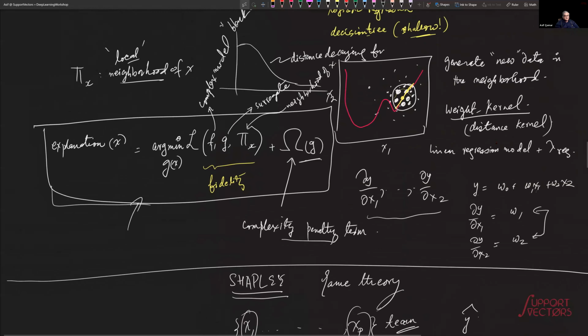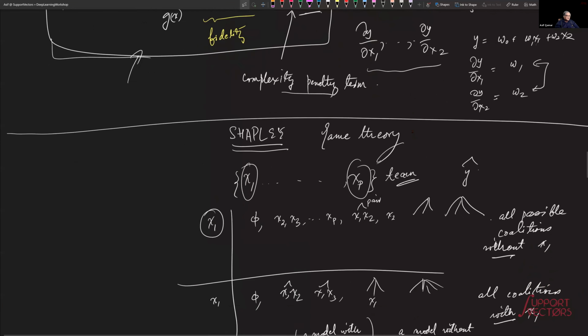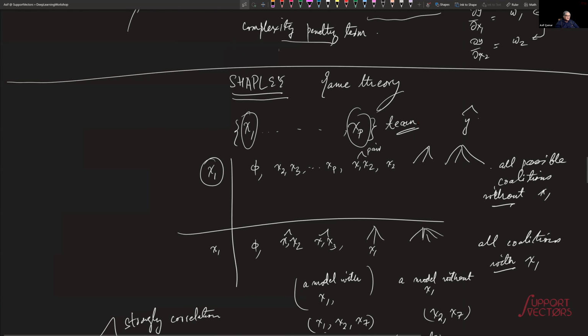And how it works is it takes a weighted kernel and it just builds a simple linear model in that, and it generates the points through some Gaussian sampling or something. So those are minor implementation details.